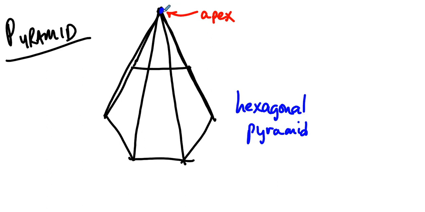And yes, we can draw a segment from the apex down to the center of the base. That would come at a right angle to the base, and that would be the altitude of the hexagonal pyramid. So in a prism, there are two bases connected all the way around by parallelograms. In a pyramid, there's one base, and everything comes to a single point.